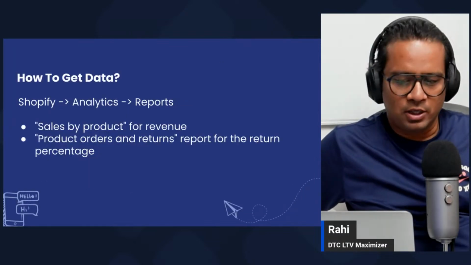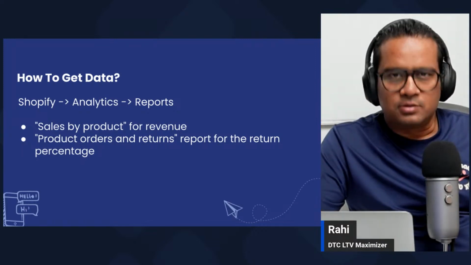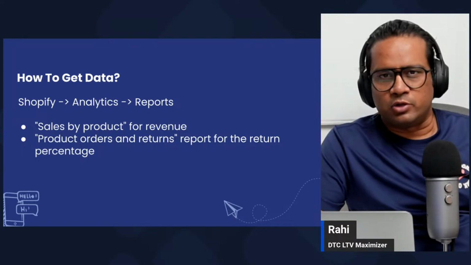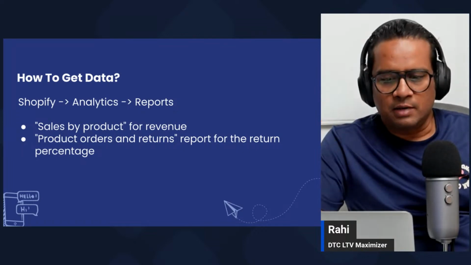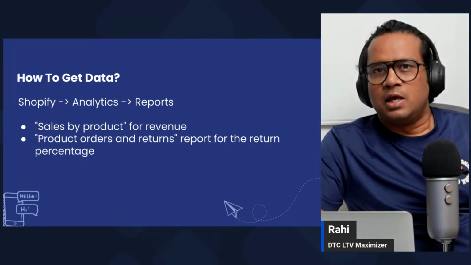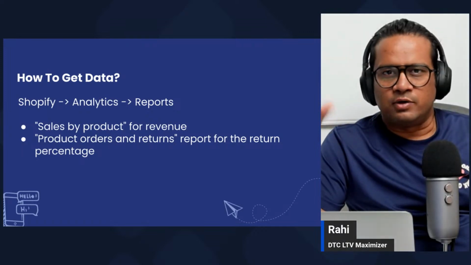So we go into Shopify reports, and we look at two reports. One is sales by product, and second is by revenue. These are the two reports we look at, and based on these two reports, we come down to your product level analysis. So product level analysis helps us with this kind of data analysis.